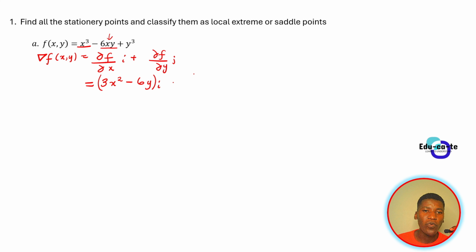And then now you add this to the partial derivative in terms of y. This term has got y in it, so if we differentiate it in terms of y, you will remain with negative 6 times x, because remember the derivative of y is just 1, so this is negative 6x. And then this is plus, if you differentiate this in terms of y, you are going to get 3y squared, and then this is j. So basically this is the gradient of the function given by xy, this multivariable function.